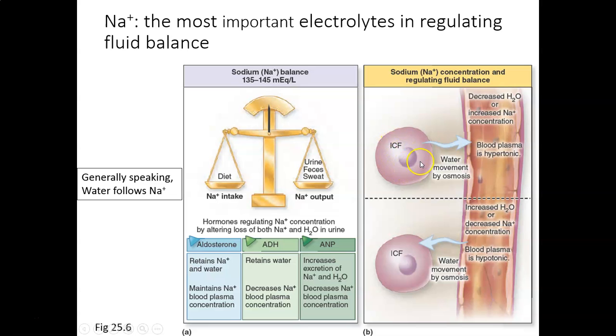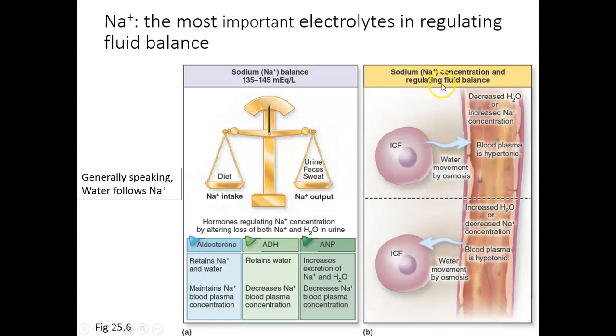if you have the ICF, that's the cell, and you have the ECF, that's the interstitial fluid and blood plasma. If you have decreased water or increased sodium concentration in the blood plasma, it basically means the blood plasma is hypertonic. Then water moves to where the sodium concentration is high. So that's water movement by osmosis, and that's how sodium concentration regulates the fluid balance.